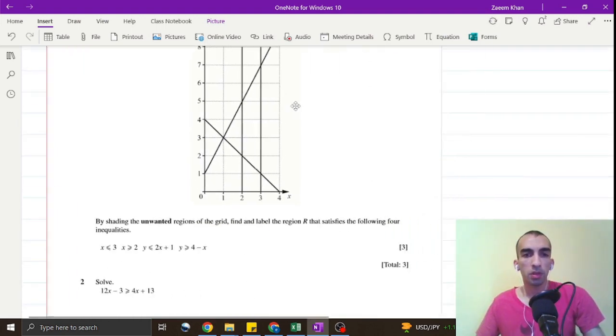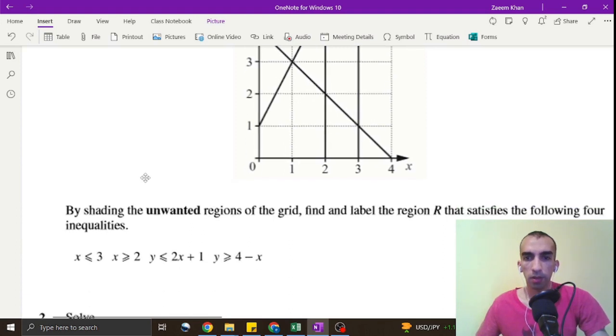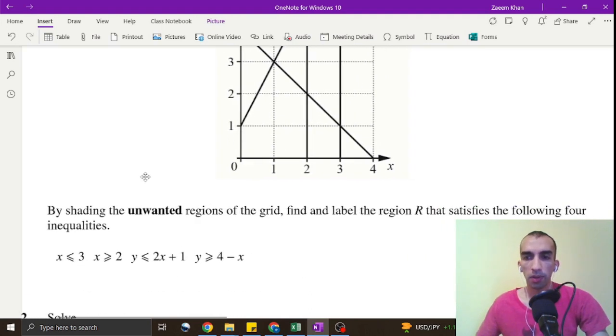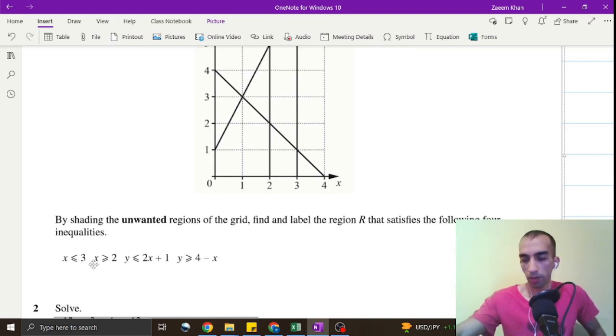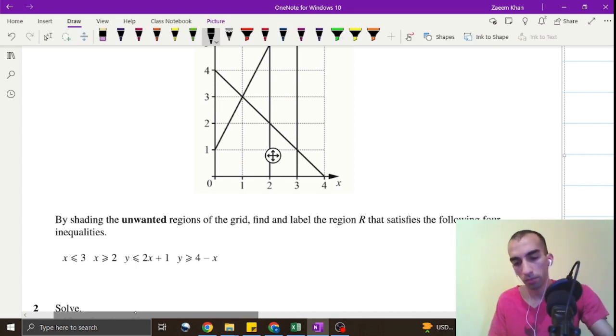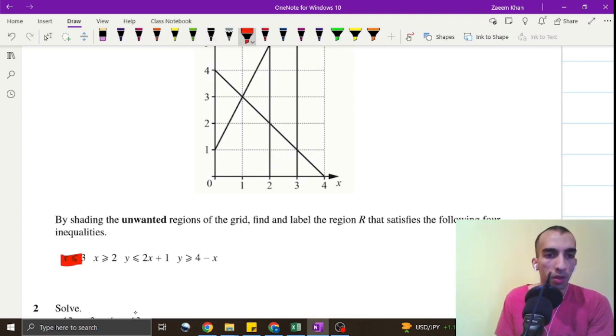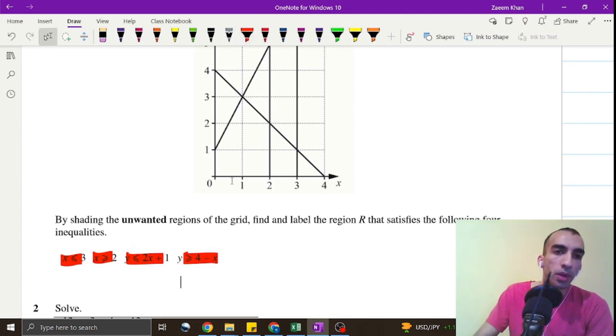That's the first question. By shading the unwanted regions of the grid, find and label the region R that satisfies the following four inequalities. So you have the inequalities given. If you can take a look at them down here: one, two, three, and four. Would you be able to help me identify where these regions exist on this grid?